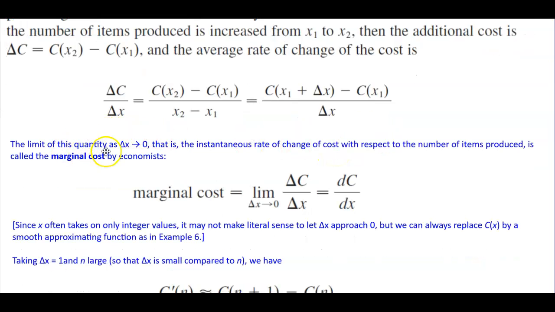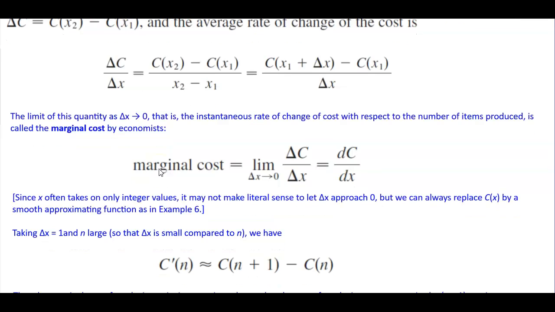Now, the limit of this quantity as the change in X approaches 0, and that is the instantaneous rate of change of cost with respect to the number of items produced, is called the marginal cost by economists. The marginal cost is equal to the limit as the change in X approaches 0 of the change in C over the change in X, which then is equal to the derivative of C with respect to X.